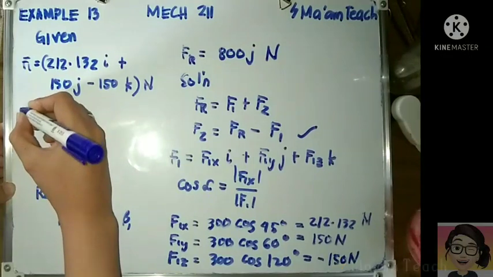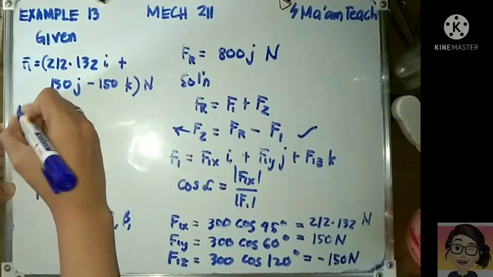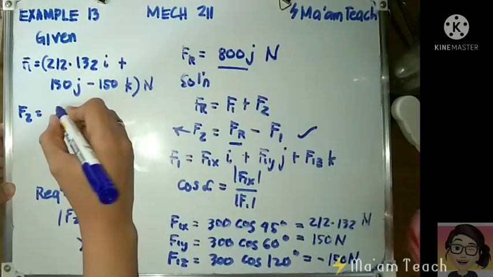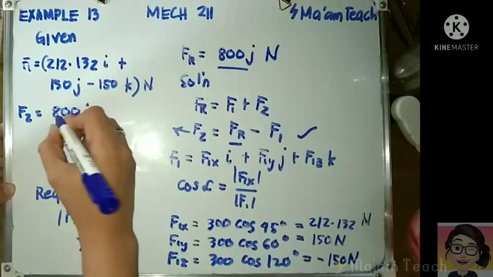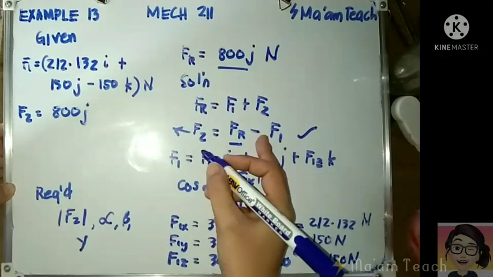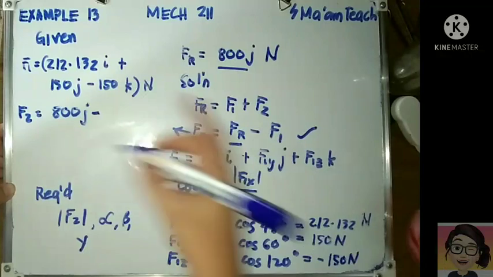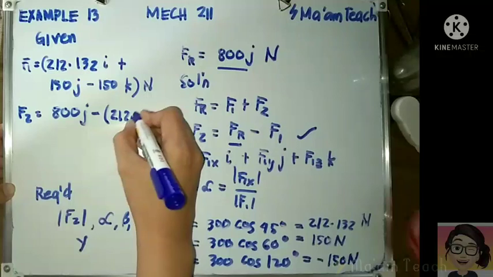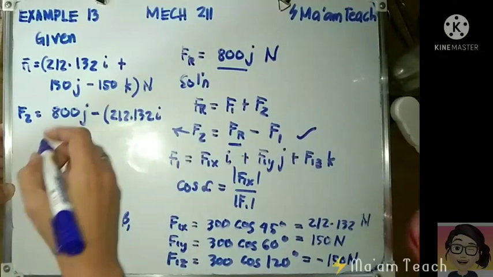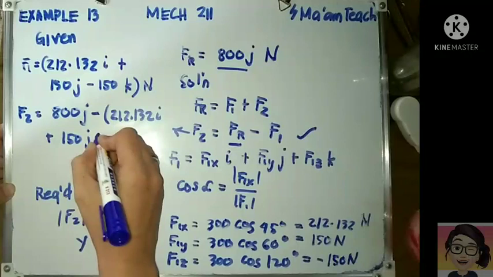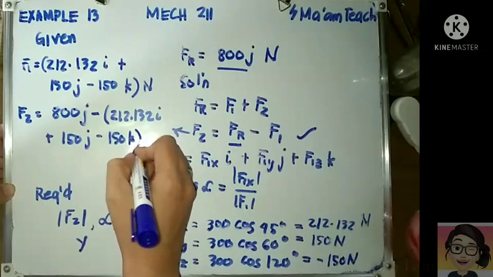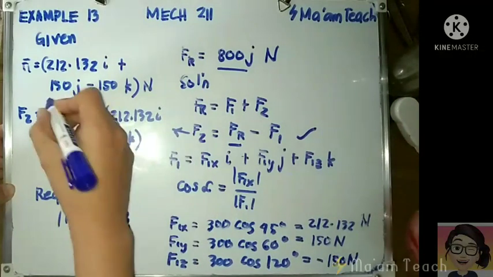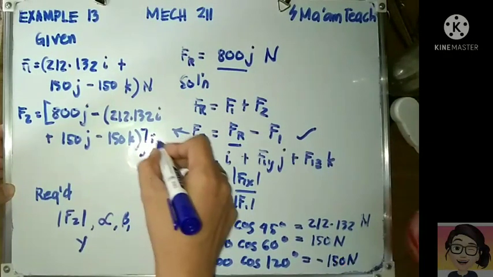Okay? So F sub 2. So F sub 2 now. So substituting your F sub R, which is 800j, and then minus, copy the minus, and then copy the value of F sub 1, which is 212.132i plus 150j minus 150k. There. So take note that they have the same unit, Newton and Newton. So therefore, the quantity here is Newton.